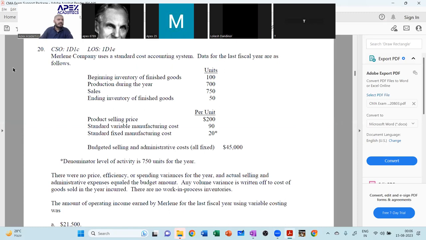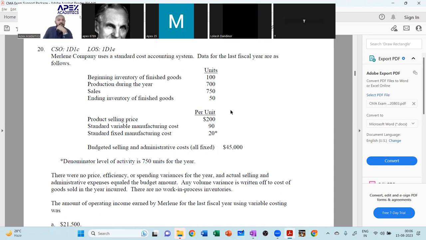Merlin Company uses a standard cost accounting system. Data for the last fiscal year are given as follows. The beginning inventory of finished goods is 100 units. The production during the year is 700. The sales are 750. Obviously, the closing stock will be 50. The product selling price is 200. The standard variable manufacturing cost is 90. The standard fixed manufacturing cost is 20. This 20 is taken on a denominator level of 750 units of activity.